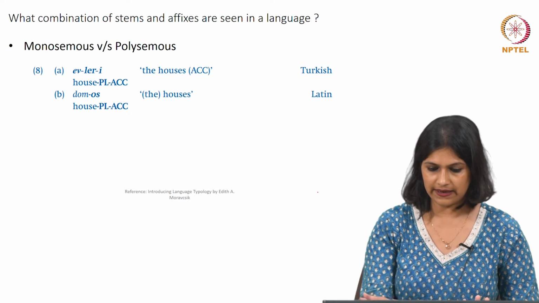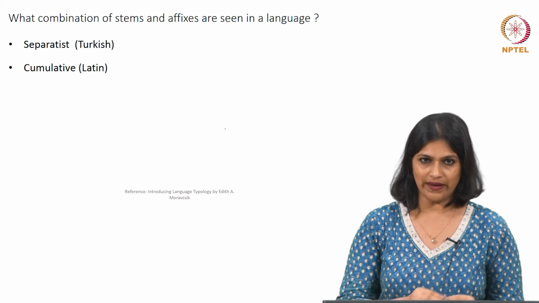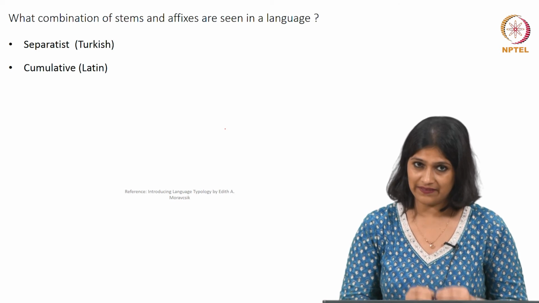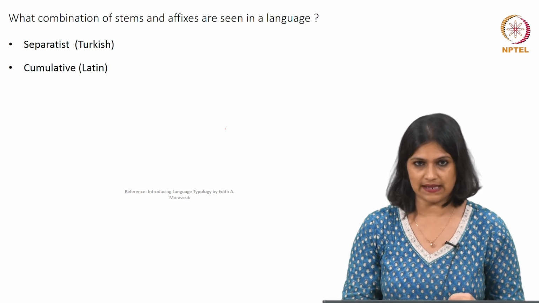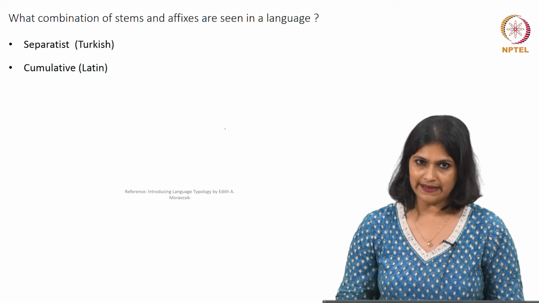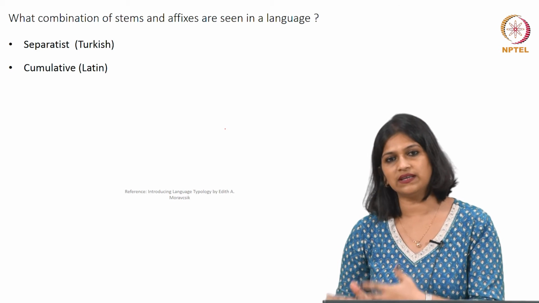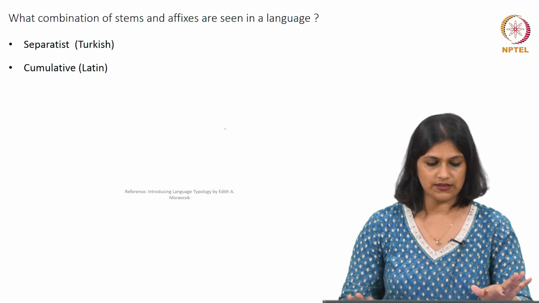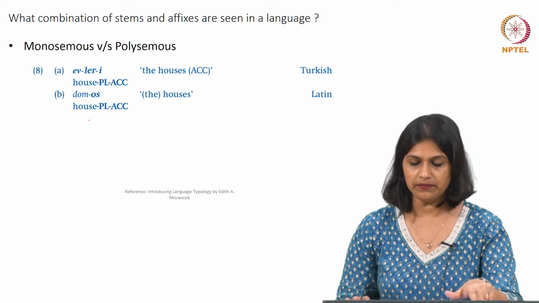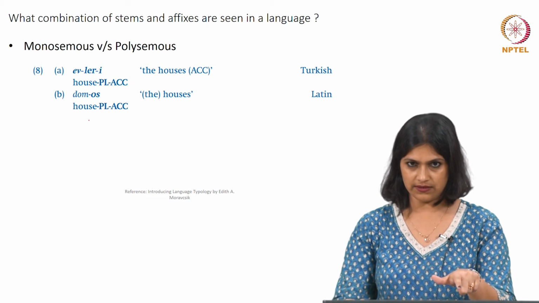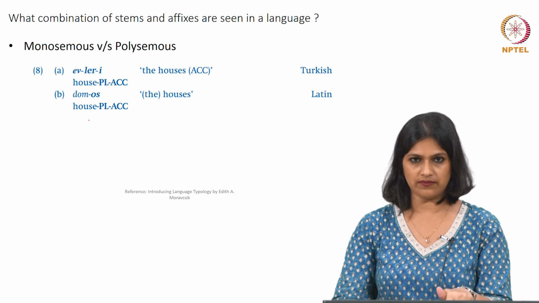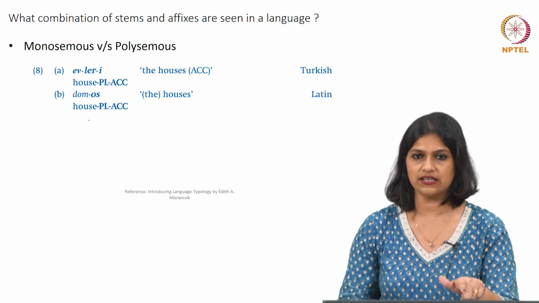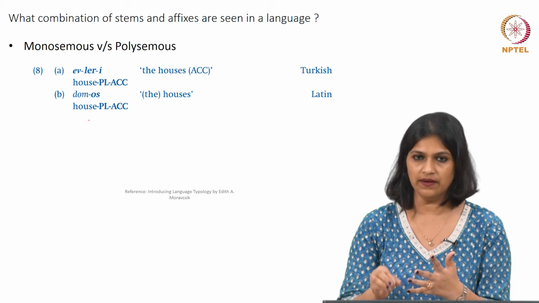So, how are we going to segregate this? There are 2 different terms for it. When each morpheme has a different set of information, we call it a separatist language. And when one morpheme has many pieces of information loaded onto it, we call it a cumulative language. Remember the words separatist and cumulative. Separatist means each morpheme, look at the Turkish data, has its own information. Ler has its own information, plural marking. E has its own information, accusative marking. That is why Turkish is a separatist language, which has separate information for each of the morphemes.